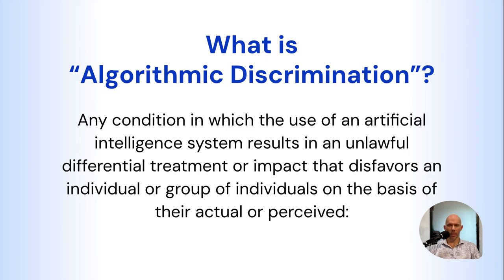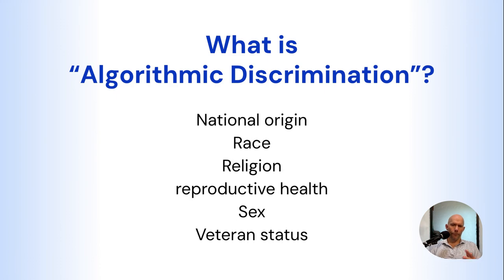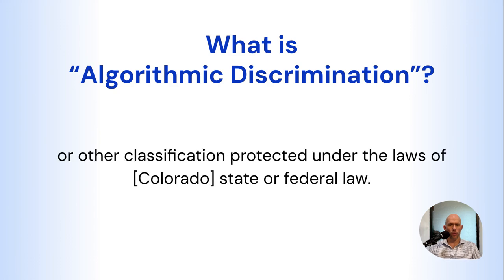So it's interesting to note here that it says unlawful differential treatment. So there are conceivably lawful differential treatments that you could make using your high-risk AI system, but we'll get into the categories of characteristics on which you cannot make unlawful differential treatment decisions. So these are kind of the usual suspects. Again, pretty standard. And then this catch-all at the end.